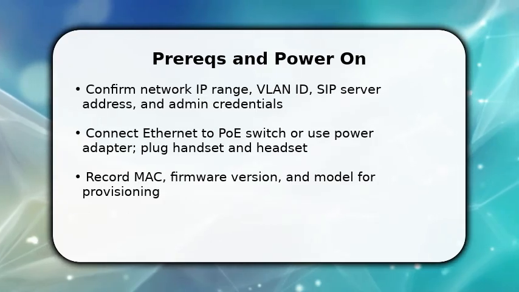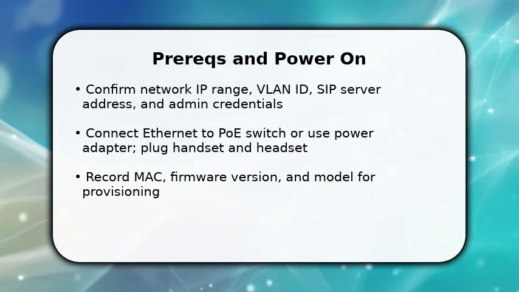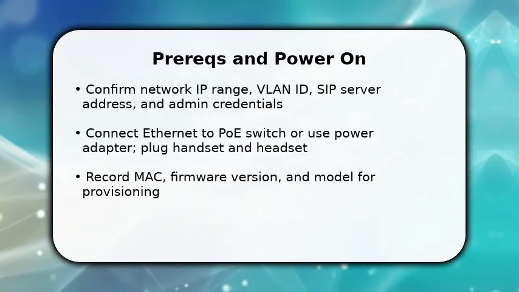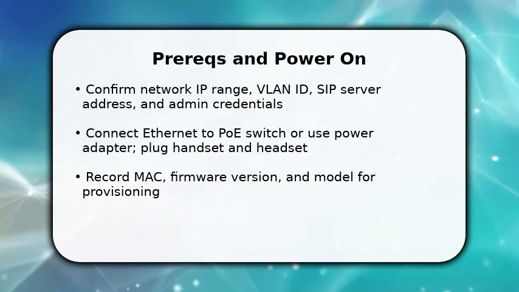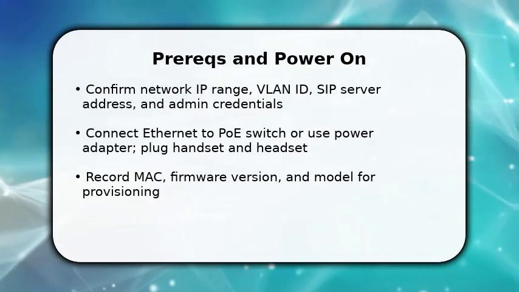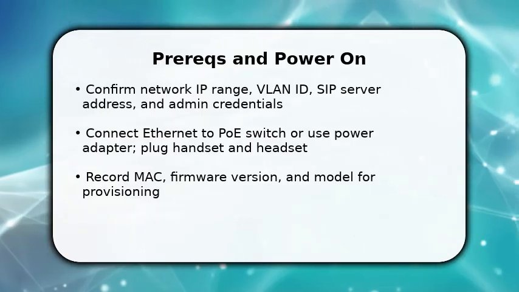Enjoy the video. You start by gathering essentials so nothing interrupts setup. Write down the SIP server, admin user, VLAN ID, and allowed IP range. Power the Fanvil via PoE or adapter, then connect Ethernet to your switch. Once done, pick up the handset briefly to verify boot prompts.